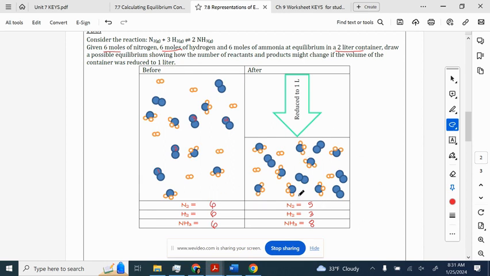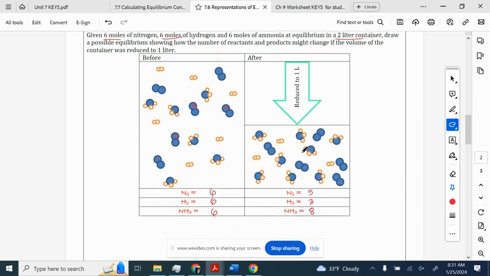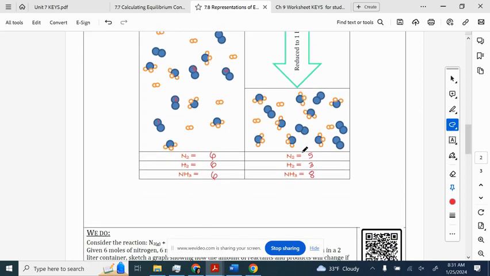Oh, you guys were supposed to draw this in. We weren't supposed to give that to you, were we? Did you get given this? That was nice of me.